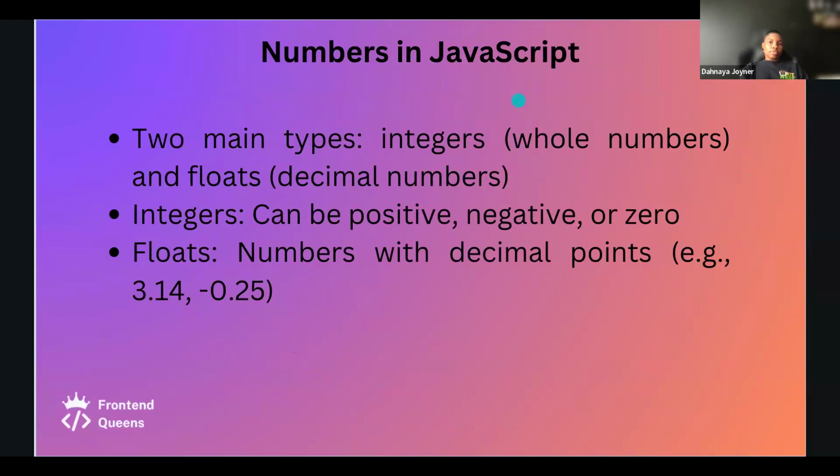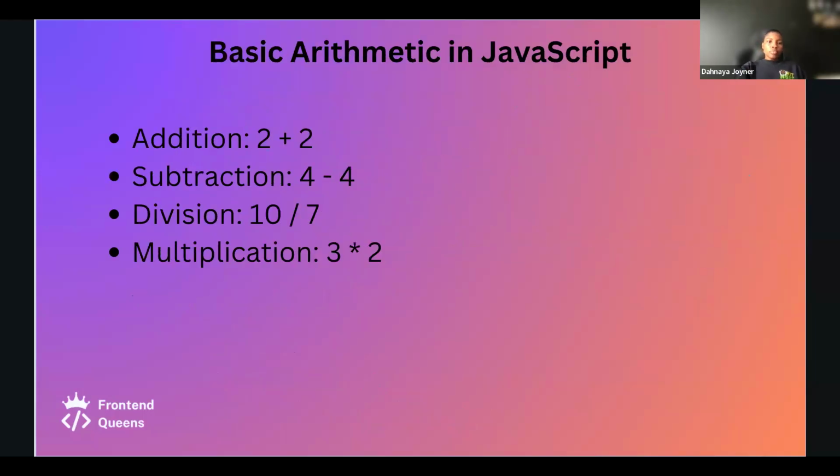We have numbers. In JavaScript, there are different data types, one of them being numbers. You have two main types: integers, which are whole numbers that can be positive, negative, or zero. You have floats that are numbers with decimal points. And you can also do basic arithmetic: 2 plus 2, 4 minus 4, 3 times 2.